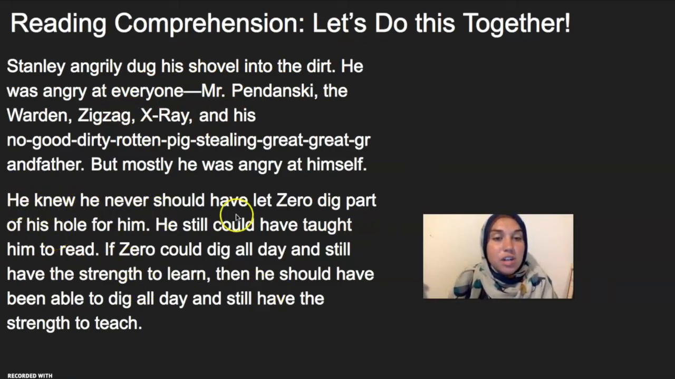He knew he never should have let Zero dig part of his hole for him. He still could have taught him to read. Ding, ding, ding, jackpot. He still could have taught him to read. We know in this case he is Stanley, okay? So Stanley still could have taught Zero, this him, to read, okay? So our evidence for the fact that Stanley is teaching Zero to read is right here in our paragraph. The author, Louis Sachar, gives us a really good clue right here. He still could have taught him to read, okay? We know exactly what Stanley is doing for Zero because the author is telling us right in the paragraph, okay?